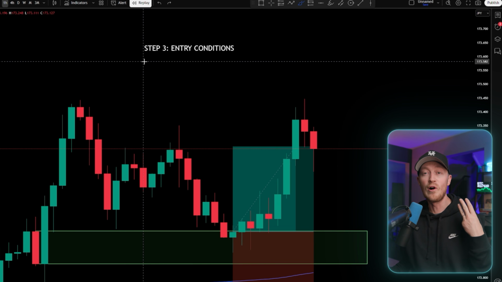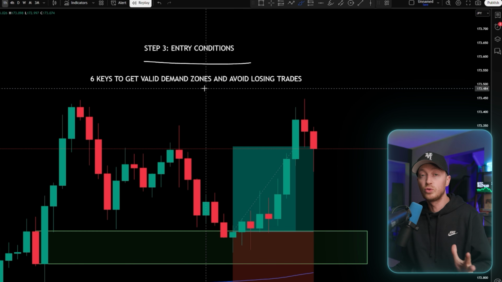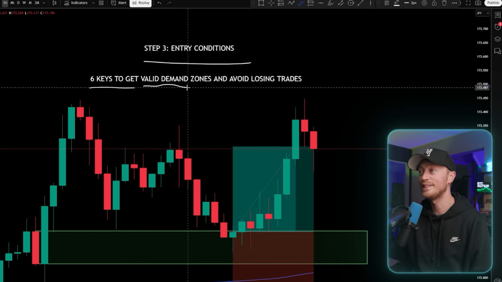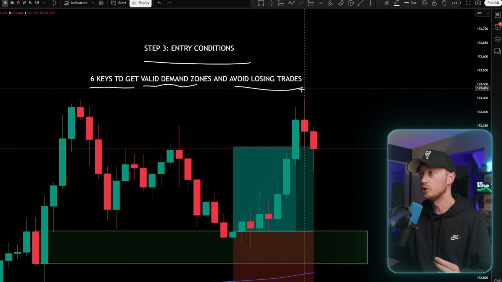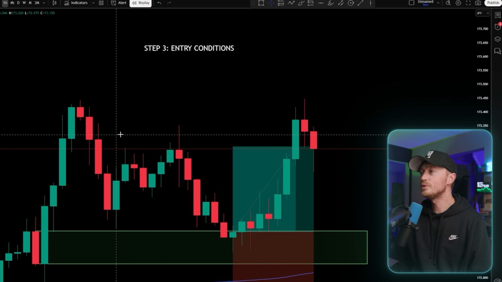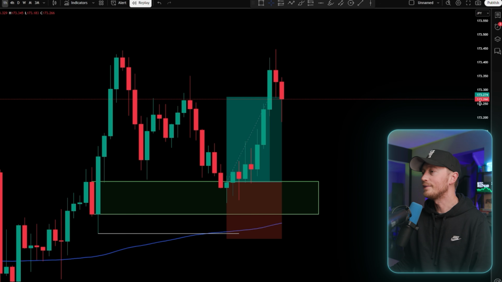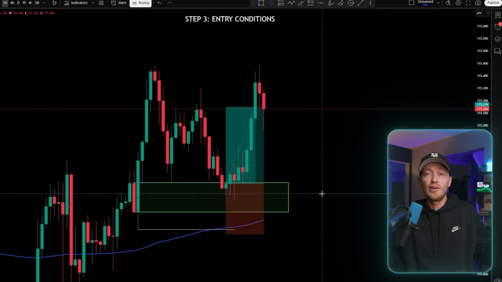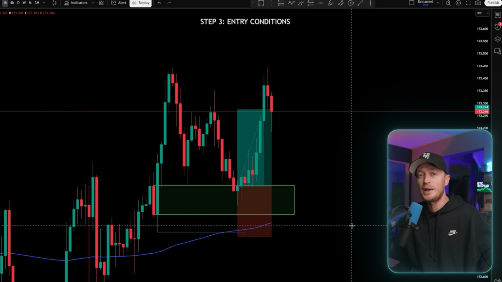And that is truly all 3 steps. But in order to truly master supply and demand, I'm going to give you my 6 keys to get valid demand zones and avoid losing trades. But before we do that, let's scroll out here and let's play this chart out and see, Pat, you're just cherry picking. This doesn't work, right? You're just picking one trade.